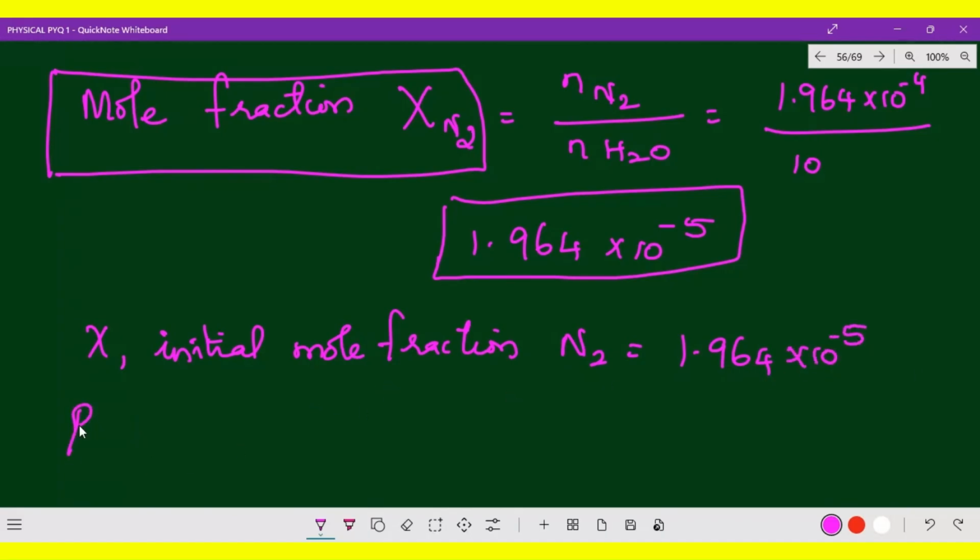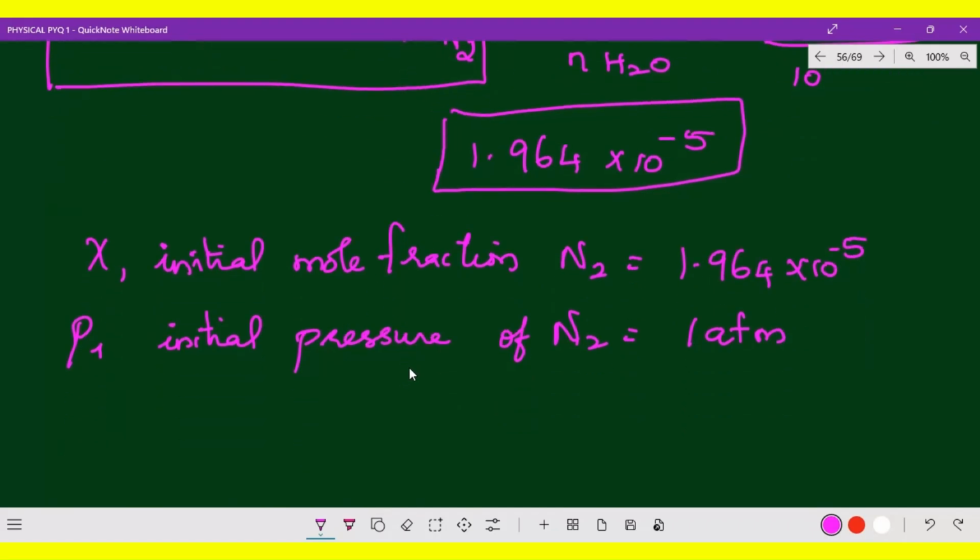In the same way, the partial pressure P1, the initial pressure of nitrogen, is 1 atmospheric pressure. This is the first data: 5.5 milligram of nitrogen dissolves in 180 gram of water at 1 atmospheric pressure. So we got the initial mole fraction. Now we are going to see the new, or final, mole fraction, chi 2, at the 5 atmospheric pressure they have given.